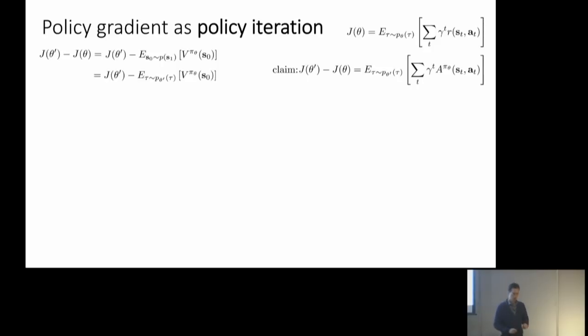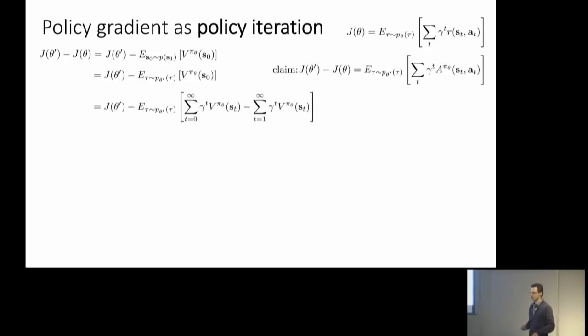Okay, so I haven't really changed anything, I'm just manipulating a little bit of algebra so far. And now I'm going to do something a little bit strange. Now that I have this expectation under p theta prime of tau, I'll actually put in this telescoping sum. So I'm going to replace this V pi theta of S0 with a sum over all time steps from 0 to infinity, or whatever my horizon is.